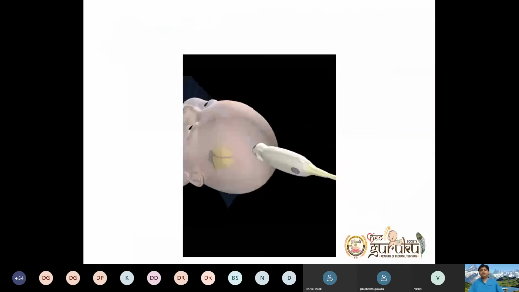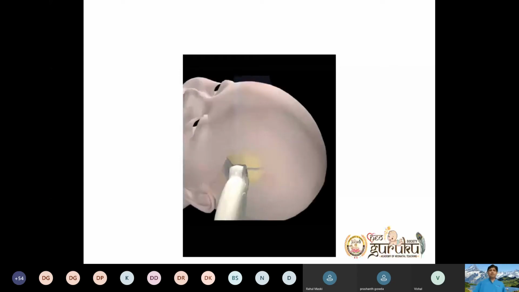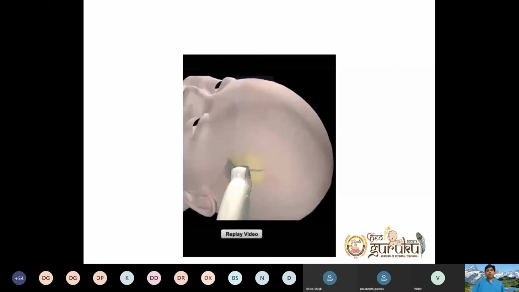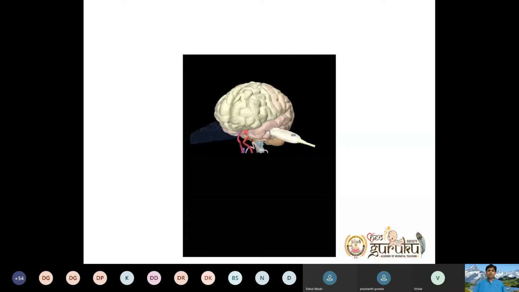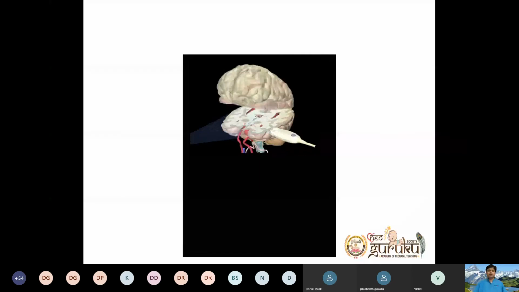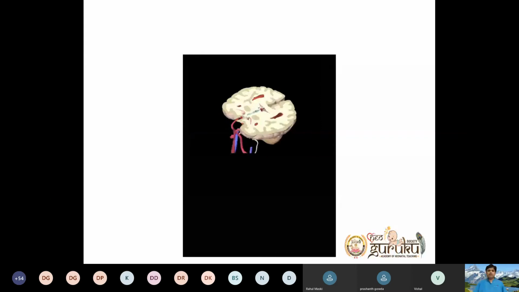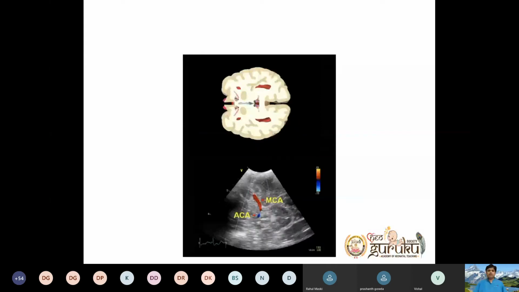So we are trying to see, this is the cartoon representation. We are trying to take a slice, transverse sections, that is anteriorly. So immediately what you see is your temporal lobe. Then you see part of your lateral ventricle also. Posteriorly you see your cerebellum based on where you are placing, and the middle cerebral artery.